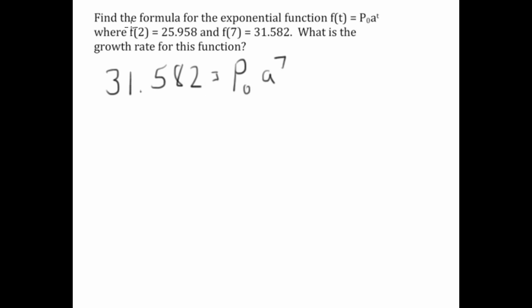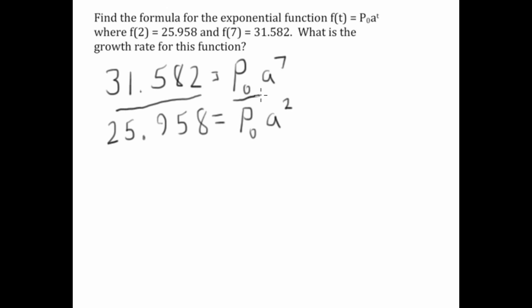I'm going to do that again with the other point. An output of 25.958 equals p sub 0 a squared. Now the reason why I'm doing this is that I'm going to divide left-hand side by left-hand side, right-hand side by right-hand side. Notice the really cool thing that happens.